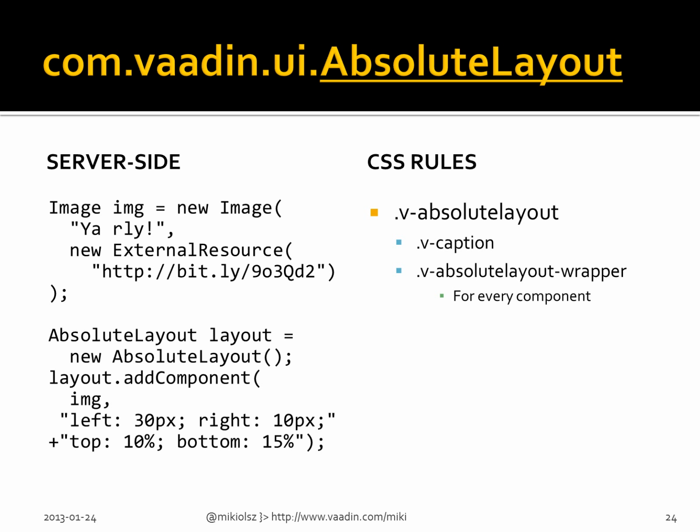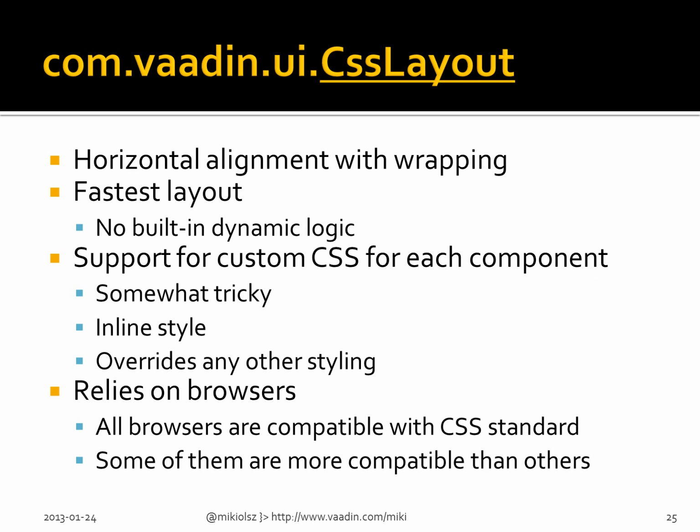For example, in this code on the left we are creating an image. The left edge of the image is 30 pixels from the edge, and the right edge of the image is 10 pixels from the border of the layout. Whereas for the top and bottom we use percentage values, so when we size up the component, the spaces will actually increase.